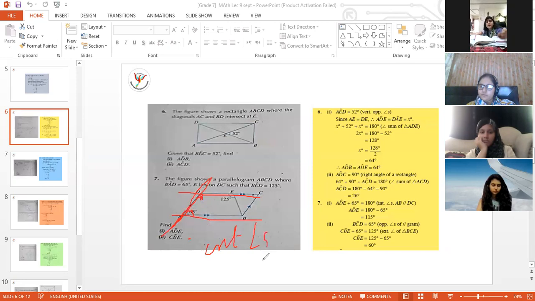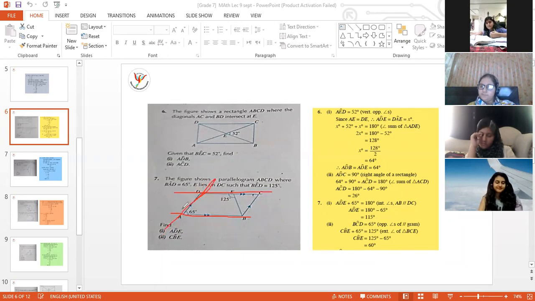Ma'am, we're doing it with the adjacent rule? No, we are doing it with the transversal rule. Ma'am, we're adding up to 180, like angles on a straight line are equal to 180? No, the concept of angles on a straight line is not used here. See, these are parallel lines, not straight lines. DC and AB are parallel lines, and this is the transversal cutting those parallel lines.